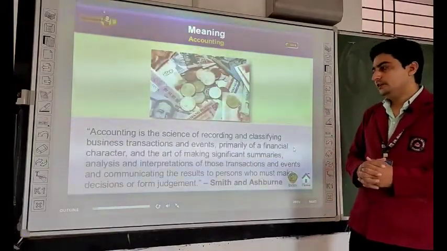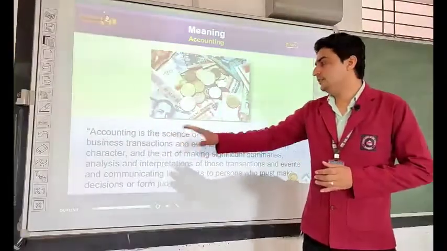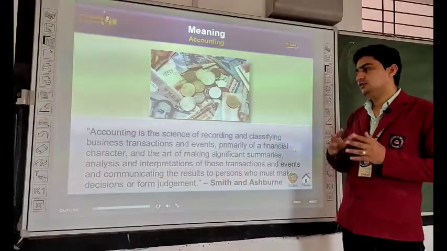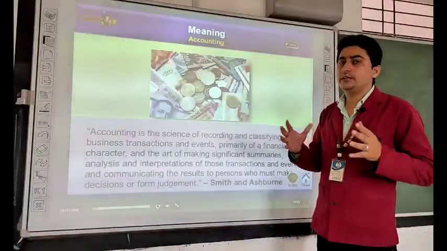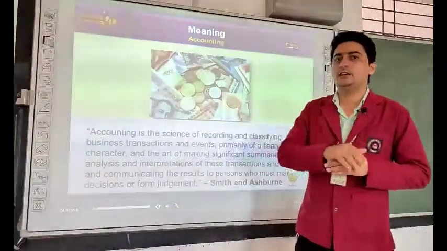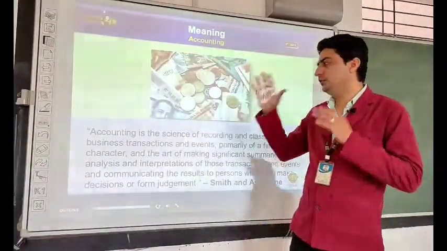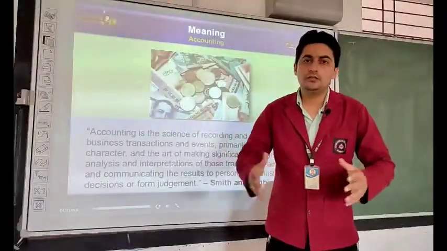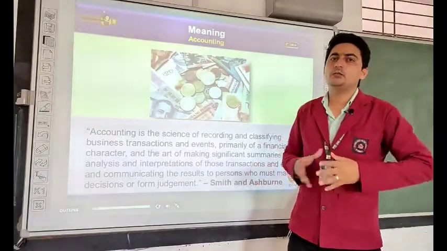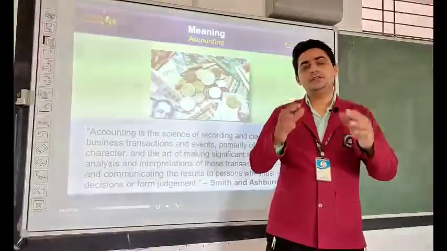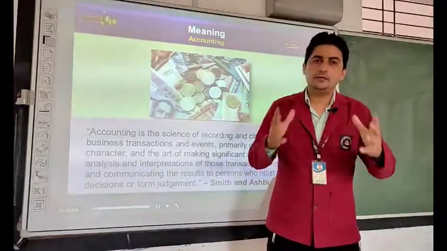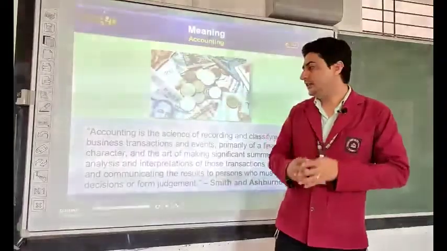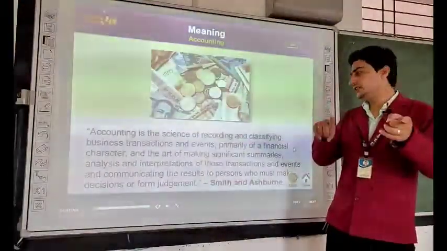Here is one more definition. Accounting is the science of recording and classifying business transactions and events. So accounting is actually a kind of science. It is science as well as it is arts. But if I talk about science, in science there are predefined formulas, there are predefined procedures of doing things. Here also for accounting there are predefined principles, concepts, and conventions on the basis of which accounting is done. So accounting is the science of recording and classifying.